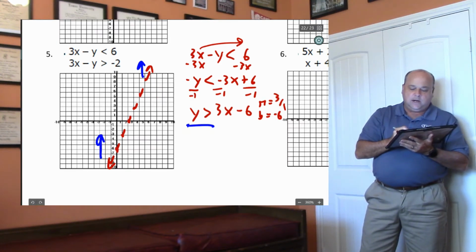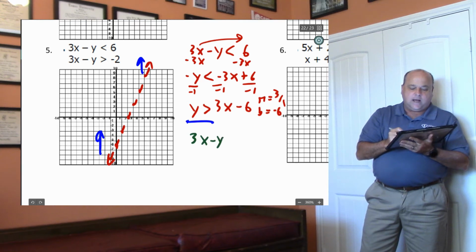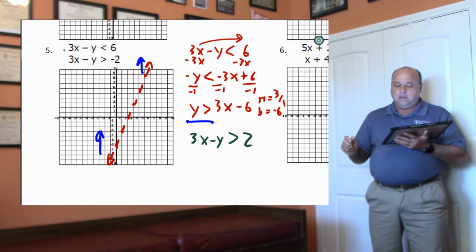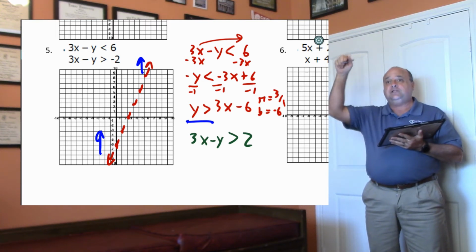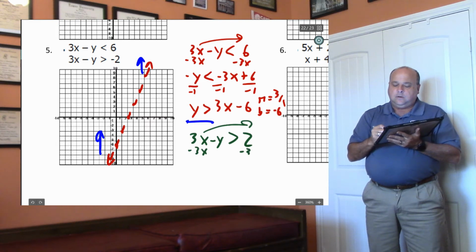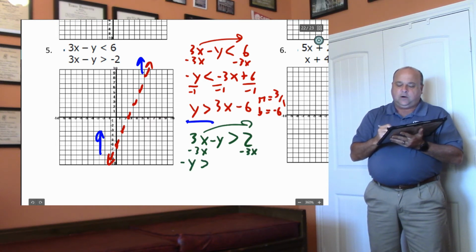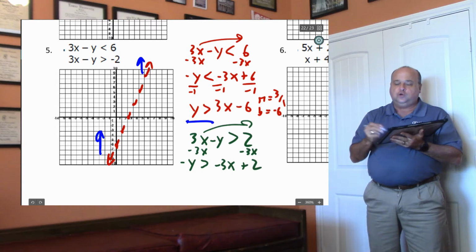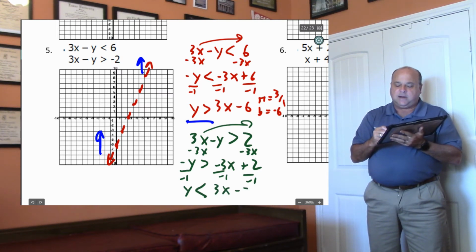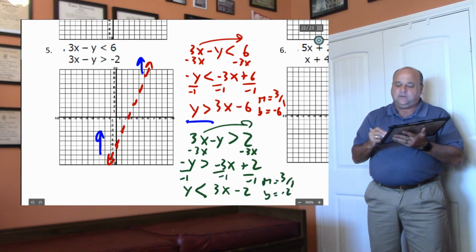I'm going to do this one in green. 3x minus y greater than 2. So on this one, it's going to be another dashed line, and it's going to be flipped, so I'm going to shade down. So let's move over the 3x, and I'm going to get negative y greater than negative 3x plus 2, and then I'm going to divide by negative 1. And I'm going to get y flipped, less than 3 over 1x, or 3x minus 2. My slope is 3 over 1, and my y-intercept's negative 2.